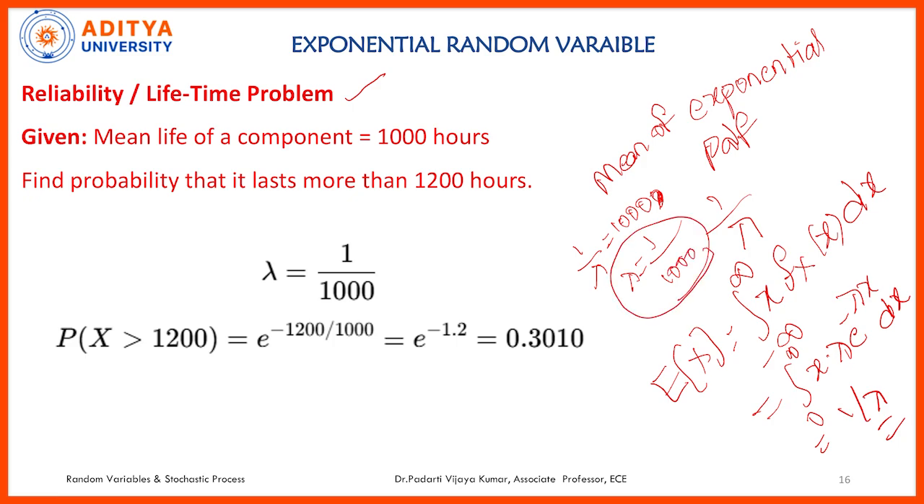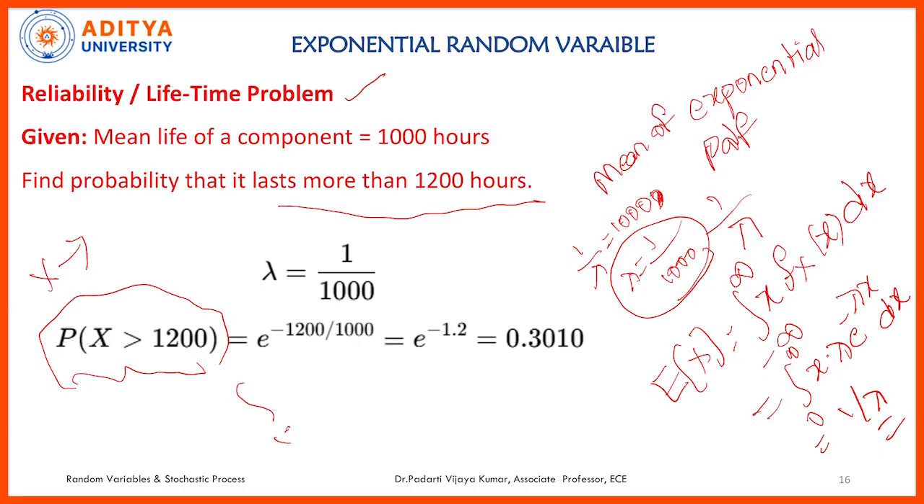The mean lifetime of a component is given. Now, what is the probability that it lasts more than 1200 hours? Here x indicates the lifetime of the electronic component. The probability of x greater than 1200 we need to compute. It can be computed as the integral from 1200 to infinity of lambda e power minus lambda x dx. After solving this, we will get e power minus 1.2, which is approximately 0.3010. There is a 30% chance that the component will last more than 1200 hours based on the mean lifetime.